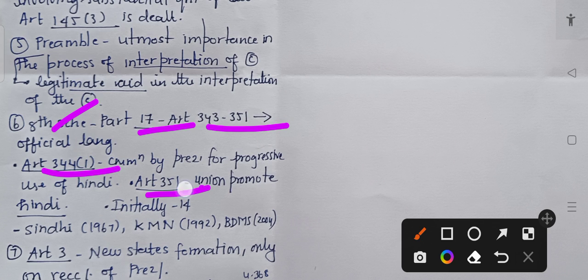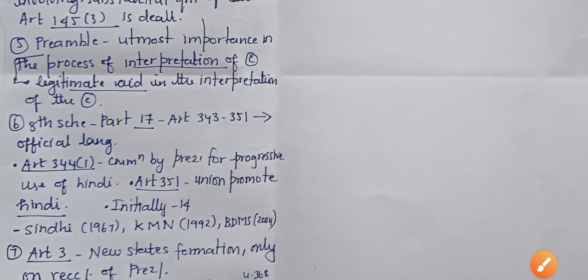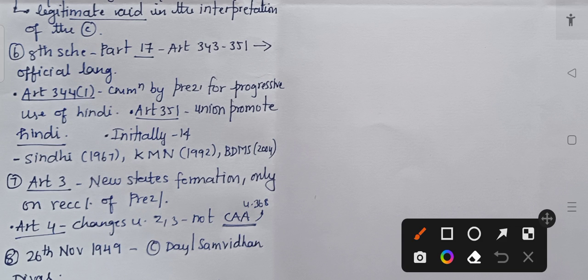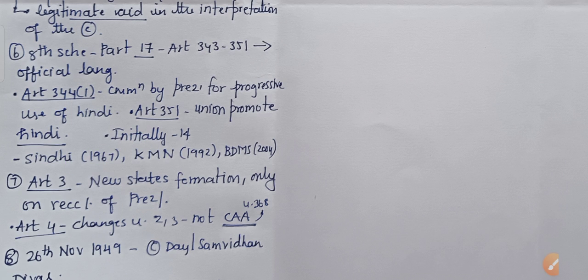Initially there were only 14 official languages, but later during amendments many languages were added and it became 22 as of now. In 1967 Sindhi was added, and in 1992 KMN, that is Konkani, Manipuri and Nepali, were added. Then BDMS, which is Bodo, Dogri, Maithili and Santali, were added in 2004. So it became 22 after that.